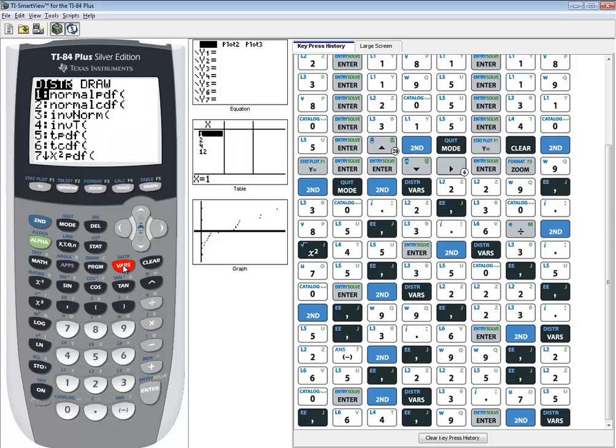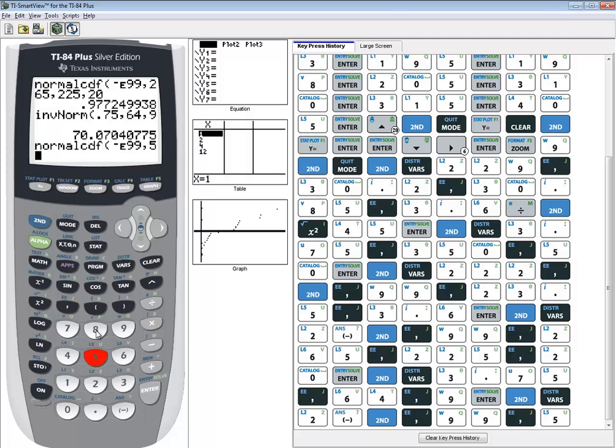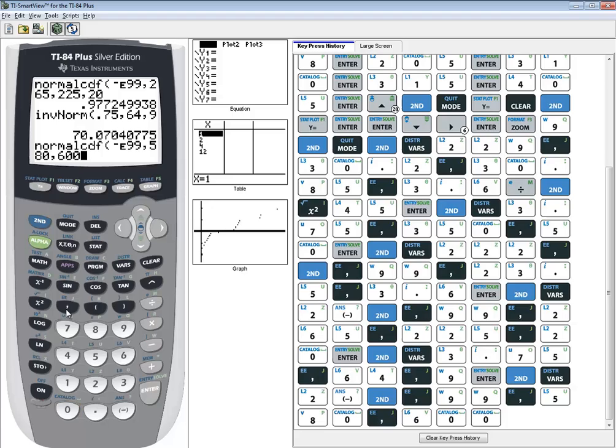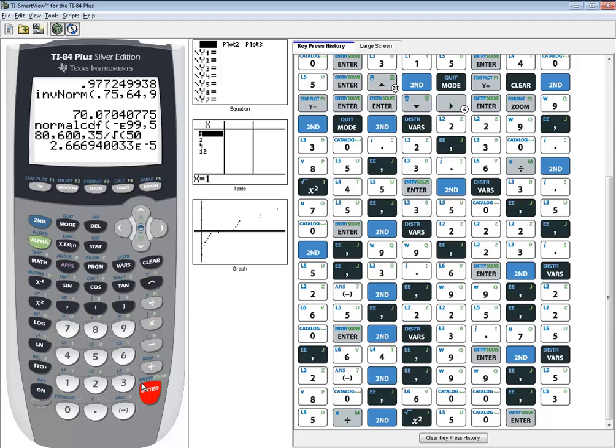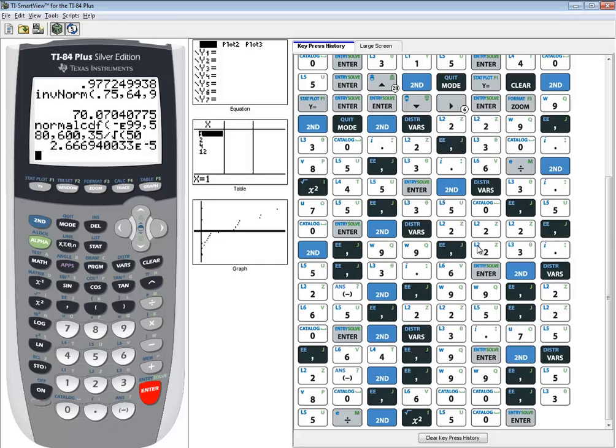Okay, so we'll do second vars. I'll choose normal CDF. Negative second EE, comma 99, comma 580, comma 600, comma 35, divided by square root, so second x squared, 50. Enter. Okay, now we got 2.6669, three 6s and 9, E negative 5.